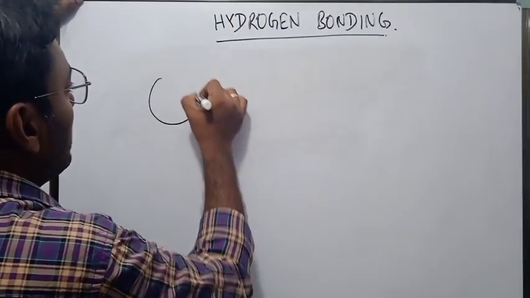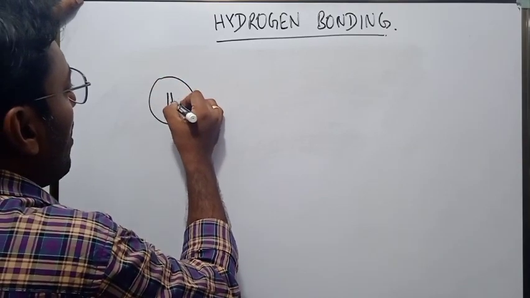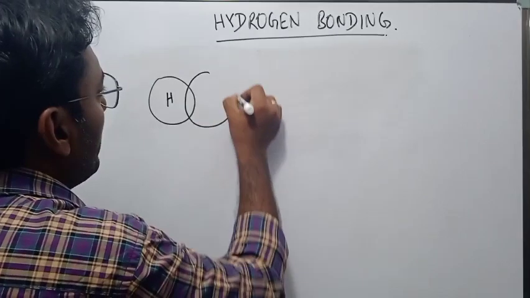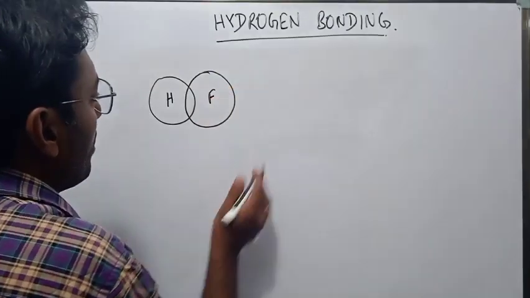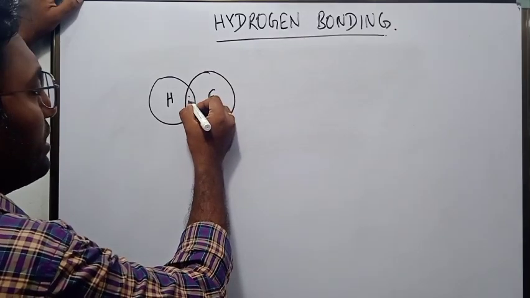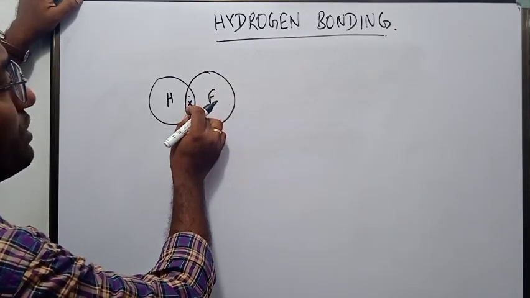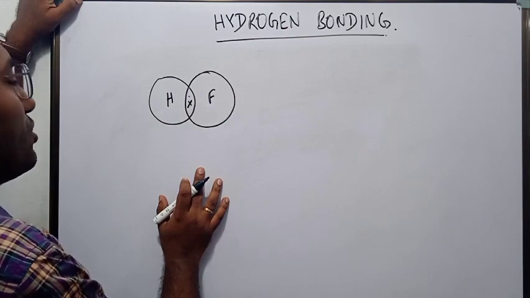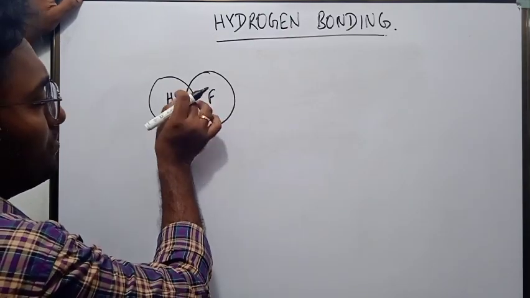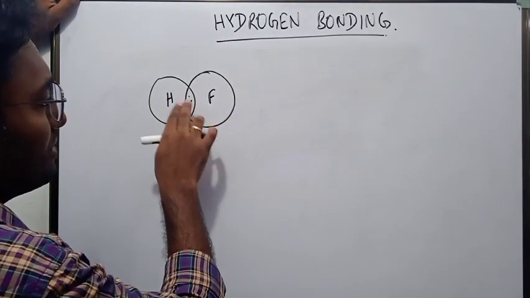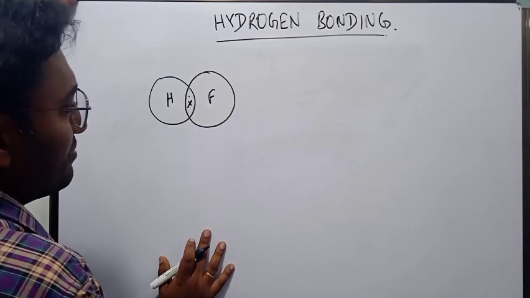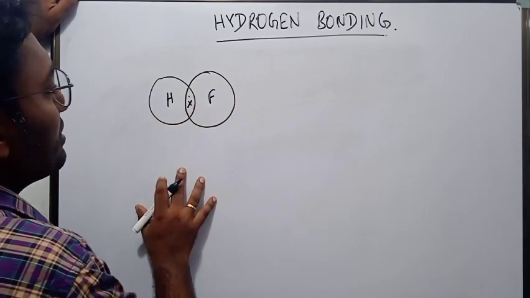Consider this as the atom of hydrogen and consider this as the atom of fluorine. Hydrogen requires one more electron to complete its duplet and fluorine requires one more electron to complete its octet. So they go for a mutual sharing of electron. This mutual sharing of electron between these atoms is referred to as a bond. Covalent bond is formed.